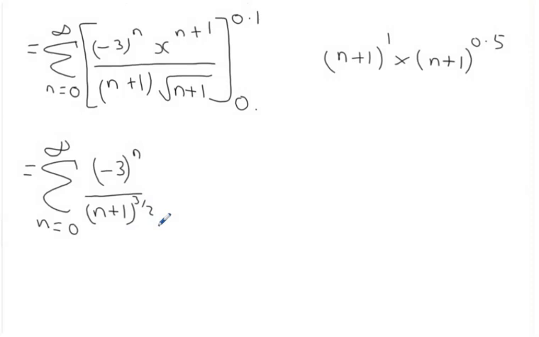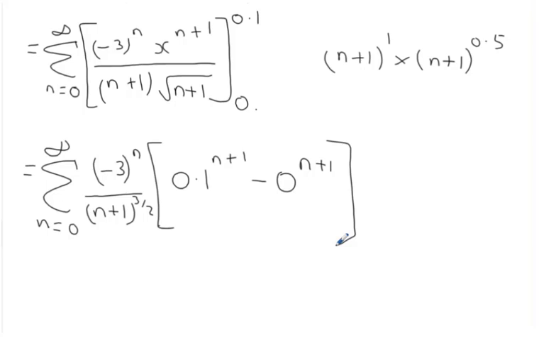So all of that, now we can do the integral part, which would be x to the power n plus 1, evaluated at 0.1 and 0. So it would be 0.1 to the power n plus 1 minus 0 to the power n plus 1. So conveniently, the 0 to the power n plus 1 just disappears. So we just have this 0.1 to the power n plus 1.